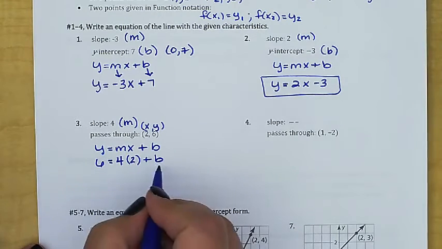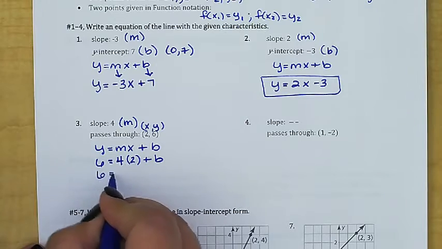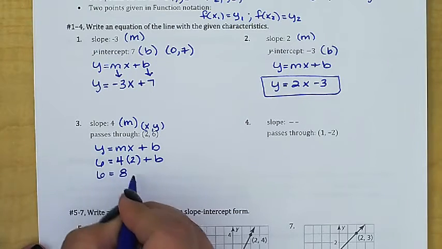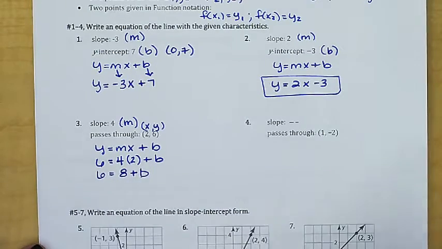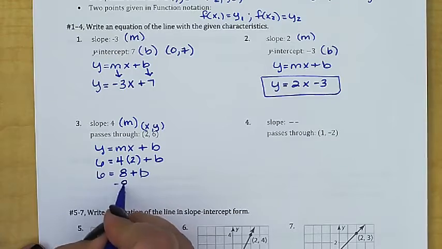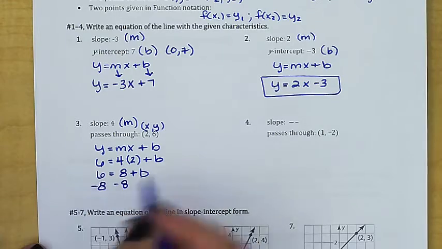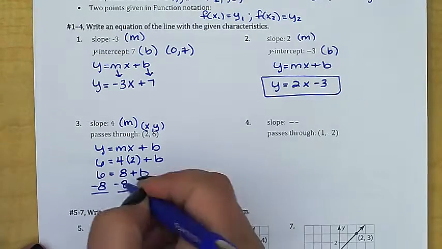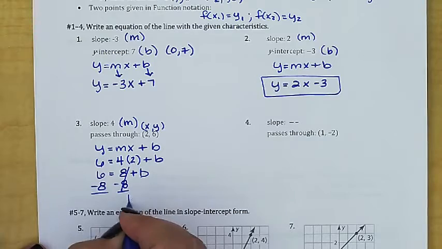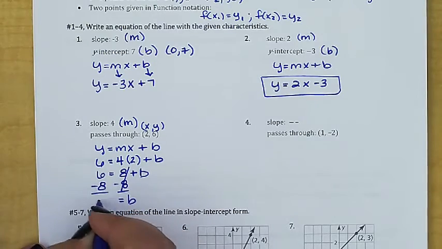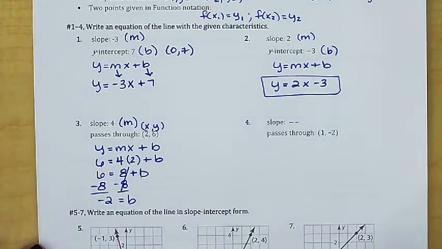Okay, so now it's just a matter of solving this one-step equation. 4 times 2 is 8. We'll always simplify first before we proceed, and then once I have it like this, I can move the 8 to reveal what that y-intercept was. So that leaves me with b is equal to -2. So there's our b value.